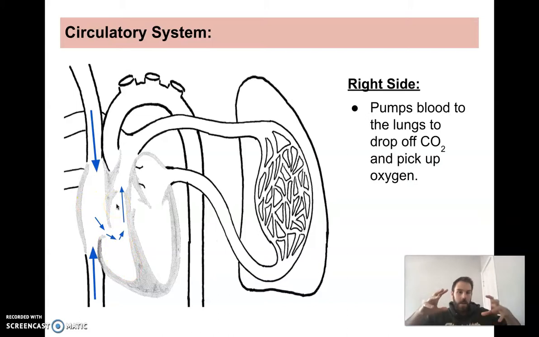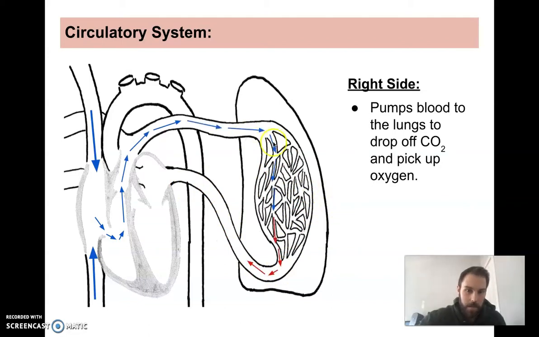And when your heart pumps, it's going to push that blood out to your lungs. And then the blood vessels actually will turn into capillaries, and then they'll come back to larger blood vessels. But in the lungs, they're capillaries, and it's here that they're going to pick up oxygen.